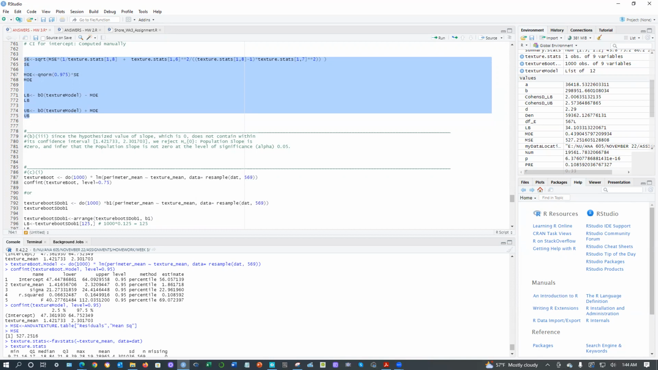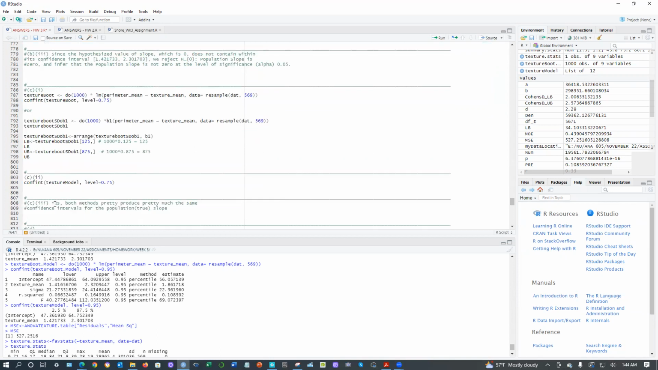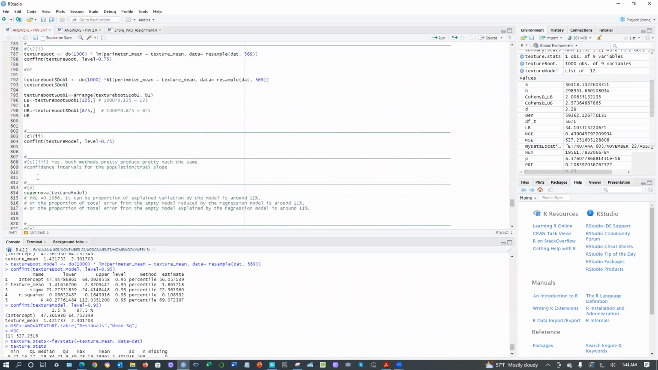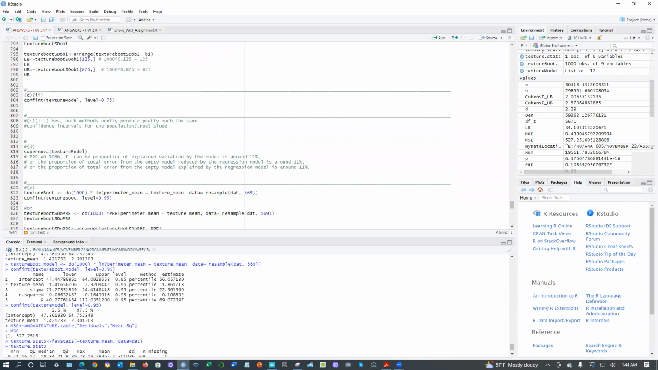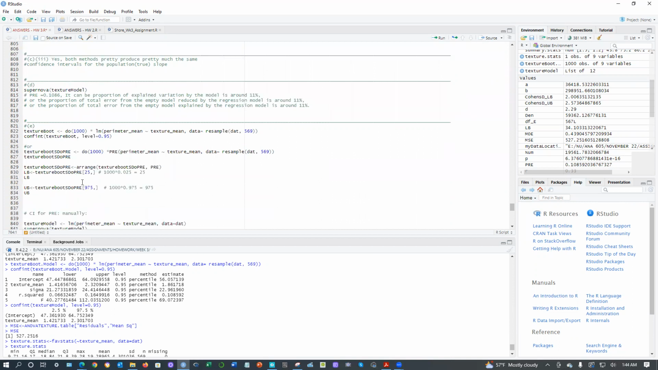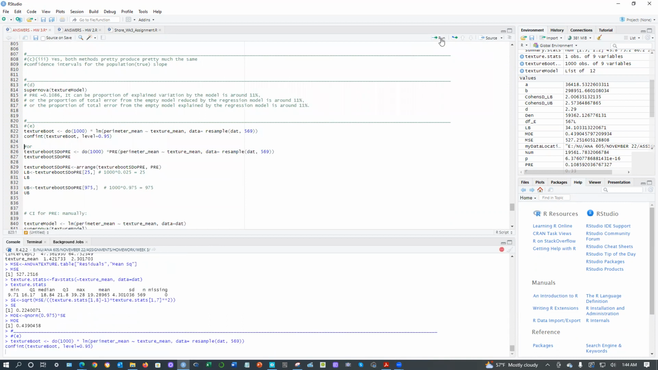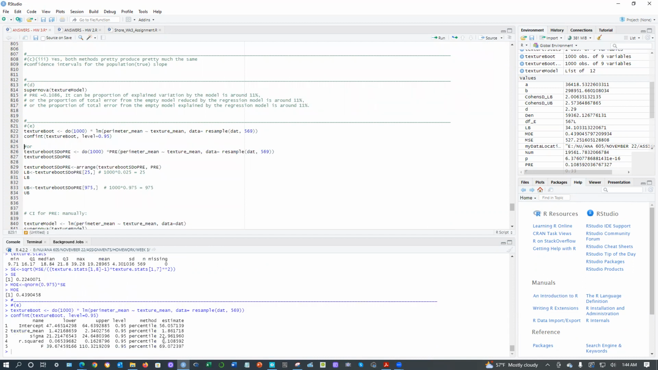See, 75%, part C, similar fashion. And part C, 1, 2, 3, you can do. And then part D: what is the effect size expressed as PRE? Interpret the PRE of the model. If you want, you can even build up the confidence interval for PRE as well. Let's go ahead and resample. See, PRE confidence interval if you want.